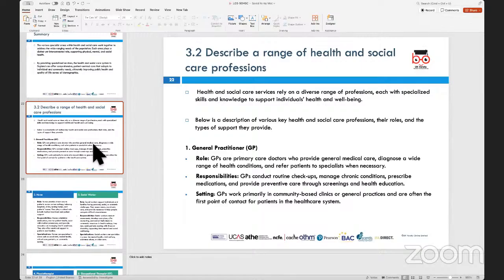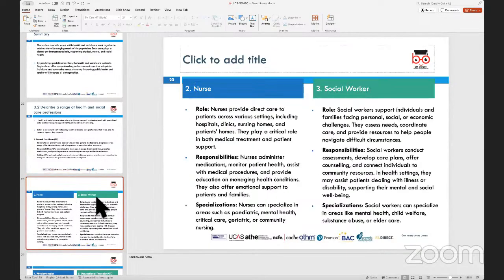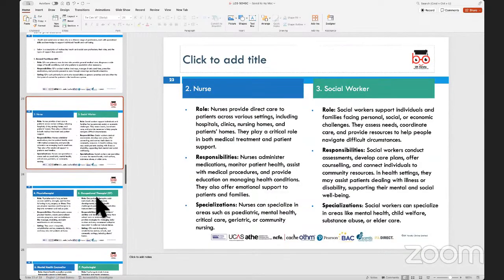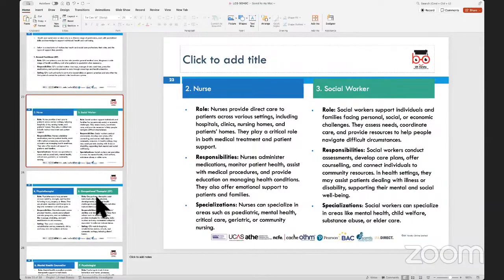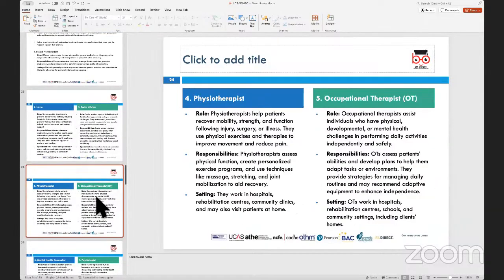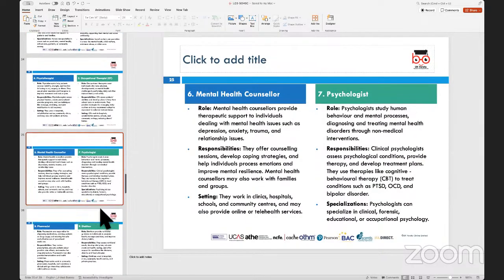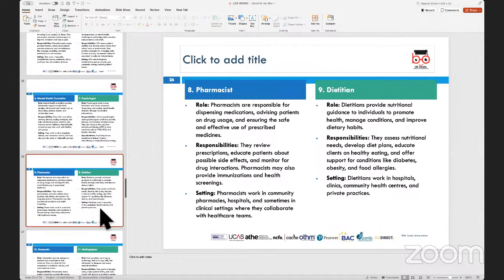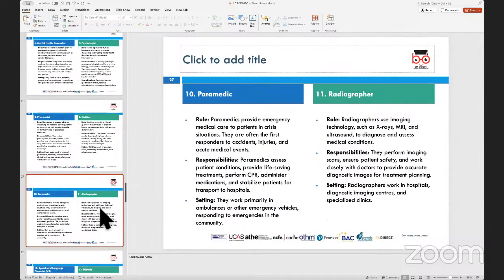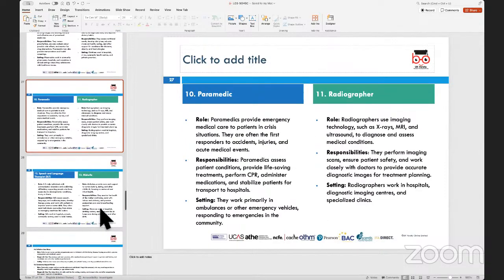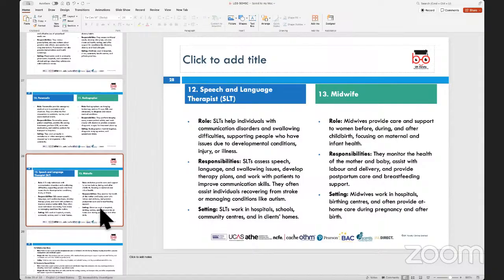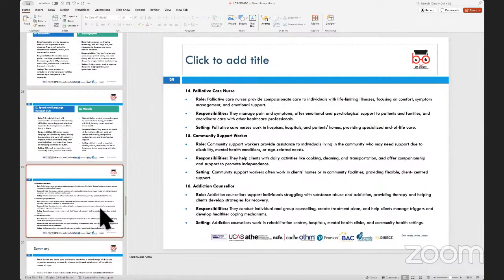I've started out with a GP or a doctor. Then I've gone into a nurse and a social worker. What is the role? What is the responsibility? And what kind of services do they offer in this particular profession? So I've taken a physiotherapist, occupational therapist, mental health care counselors, psychologists, pharmacists, dietitians, paramedics, radiographer, for example, speech and language therapists, midwives, and then I've covered a few more.